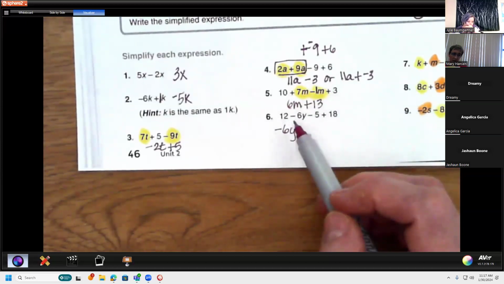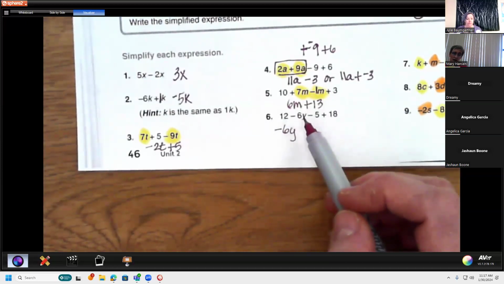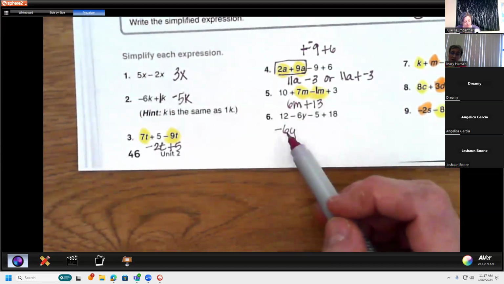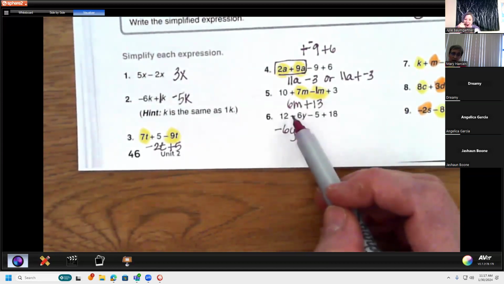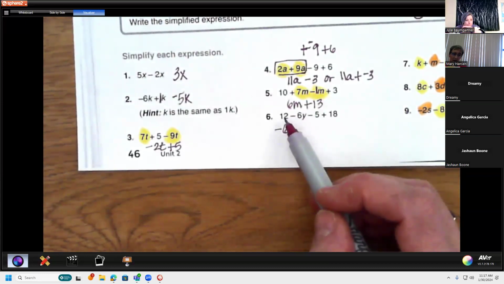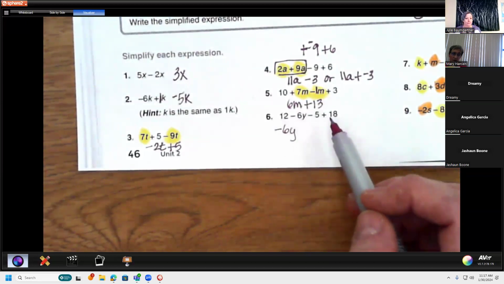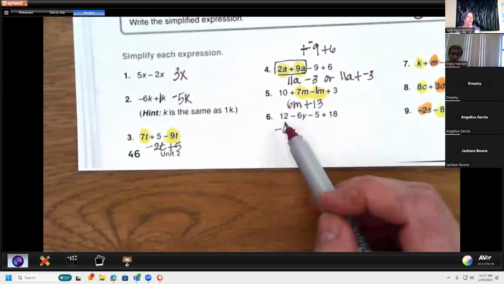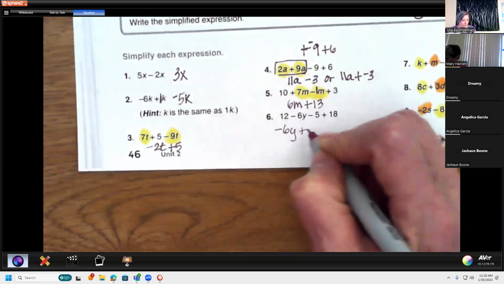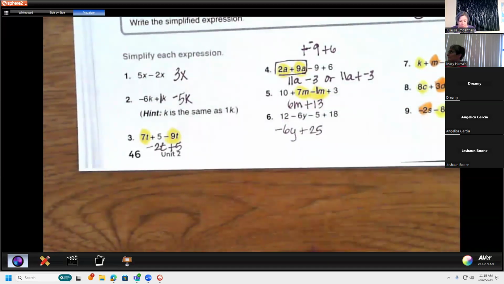And this would be another example. That minus 6y you can think of as, that minus carries with it. It's a -6. I could change subtract to add and make it a -6. And then I've got 12 minus 5 plus 18. And I can do addition and subtraction left to right by order of operations. 12 minus 5 is 7. And 7 plus 18 is 25.